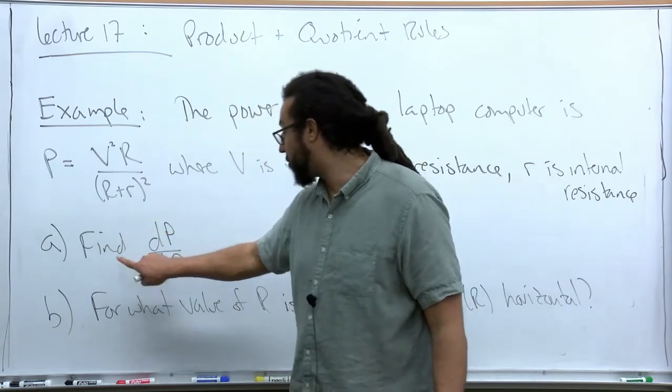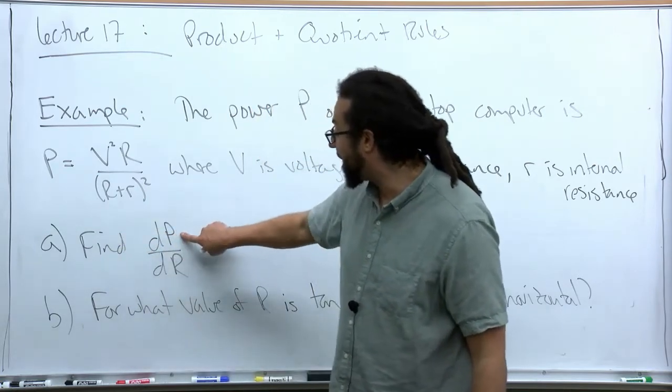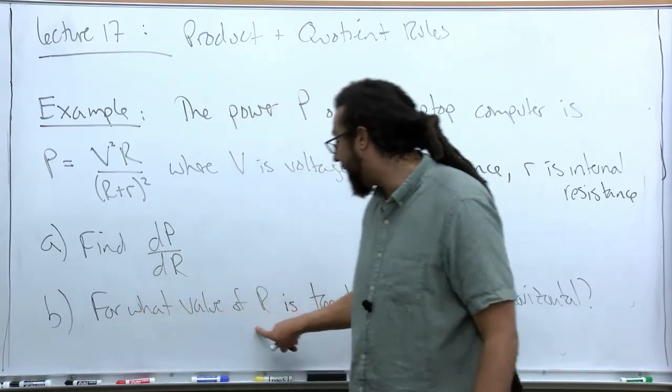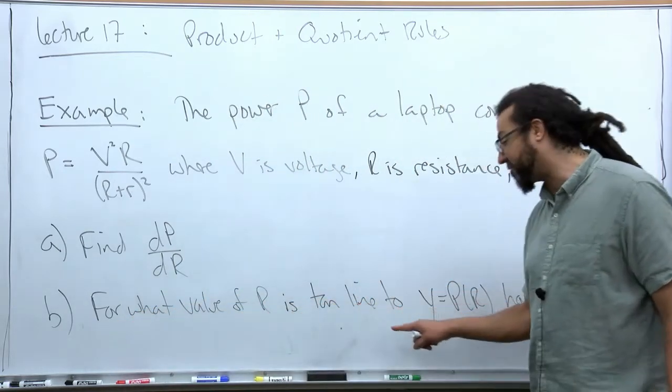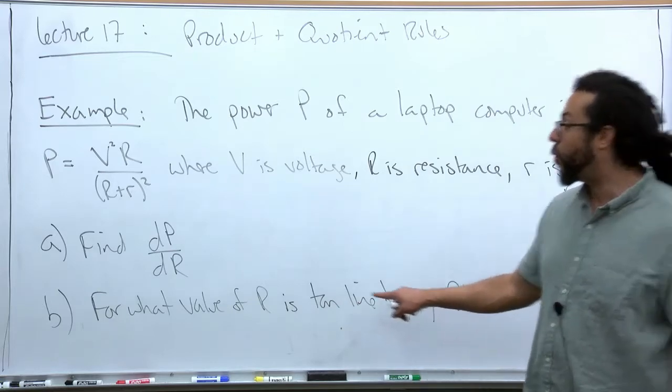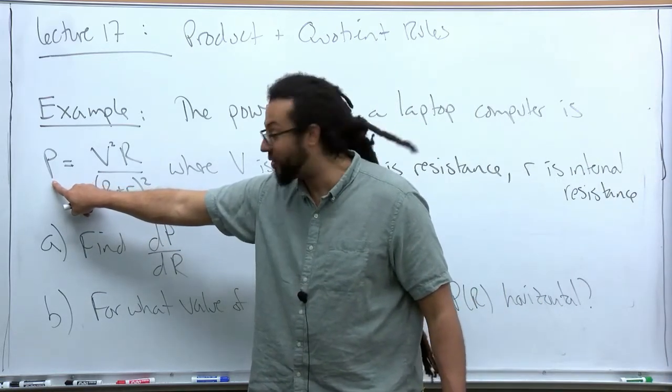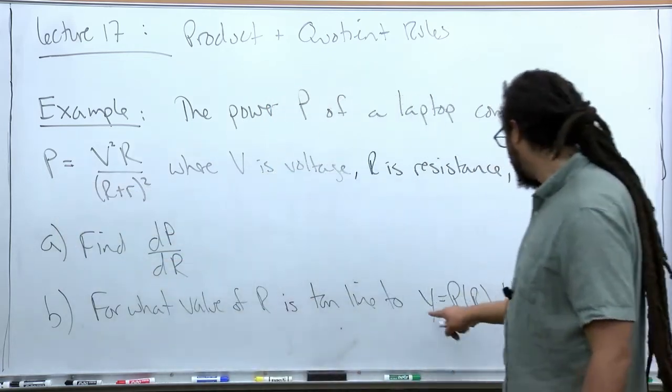And then we want to find the derivative of P with respect to capital R, and then for what value of capital R is the tangent line to the curve y equals P of R. So here you can think of P as a function of R, or P of R. When is that thing going to be horizontal?